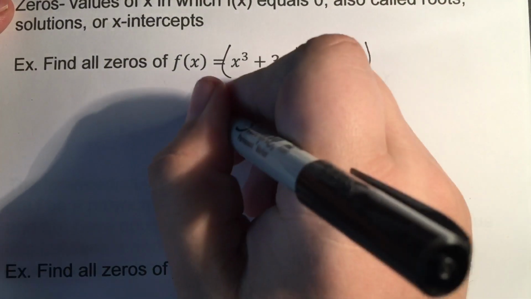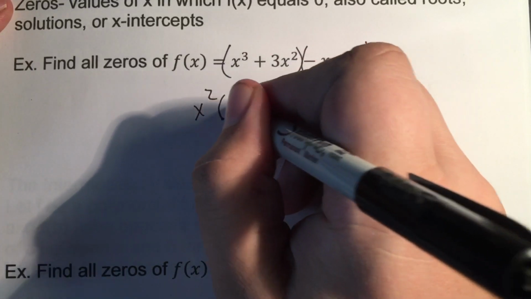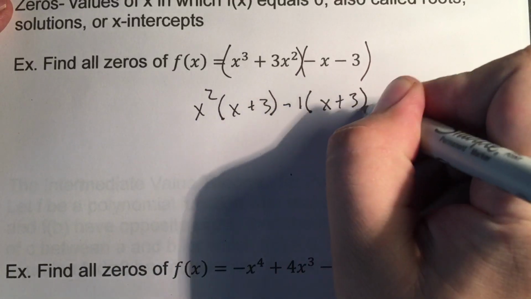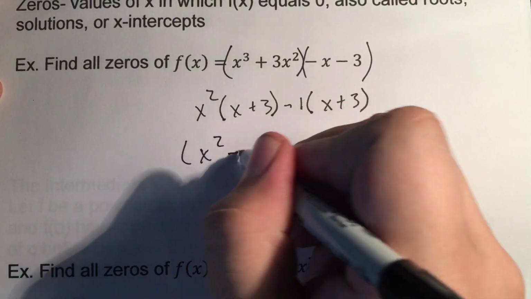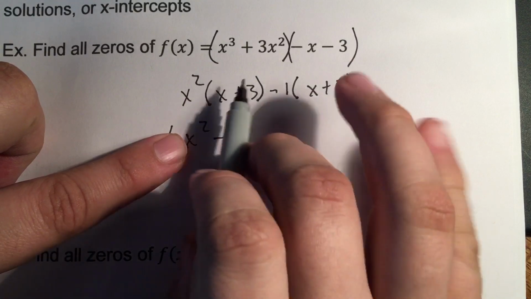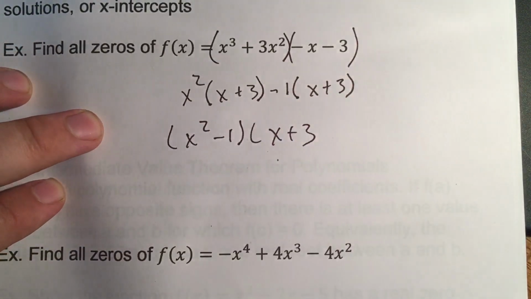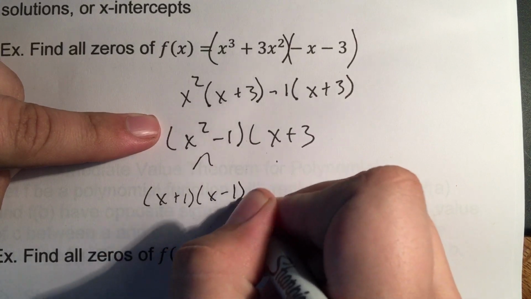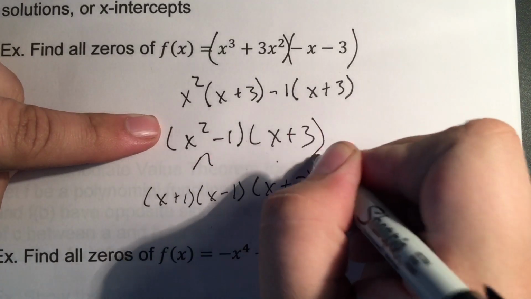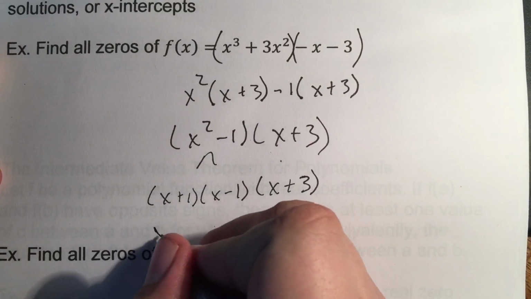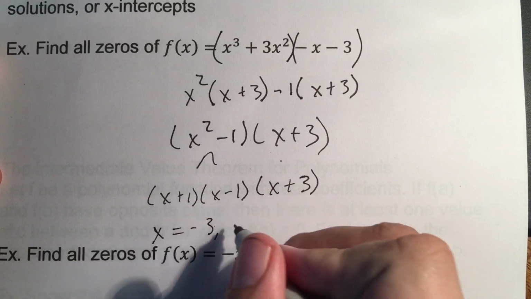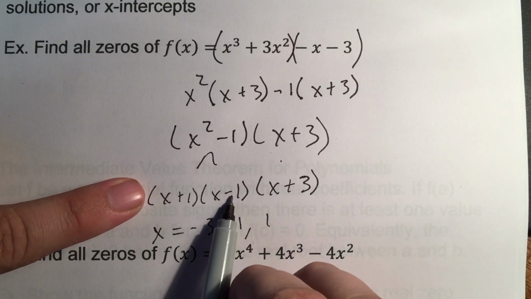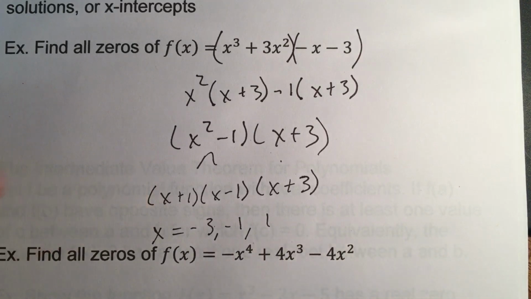If I group the first 2 together, I could pull an x squared out. What would be left would be x plus 3. This back one, I'm going to pull a negative 1 out and have x plus 3 left. So what this goes to then is x squared minus 1, because remember, the numbers in front go into one parenthesis, and the ones that are the same go in the second parenthesis, x plus 3. So x squared minus 1 will break down to x plus 1, x minus 1, as it is a difference of squares. So in this case, our zeros are going to be x equals negative 3, negative 1, and 1, because we would set each of these equal to 0: subtract the 1 over to get negative 1, add 1 over to get positive 1, and subtract 3 over to get negative 3.